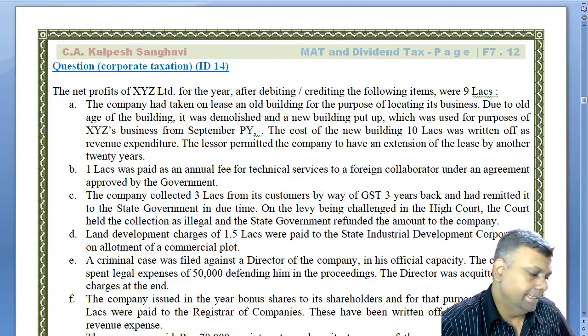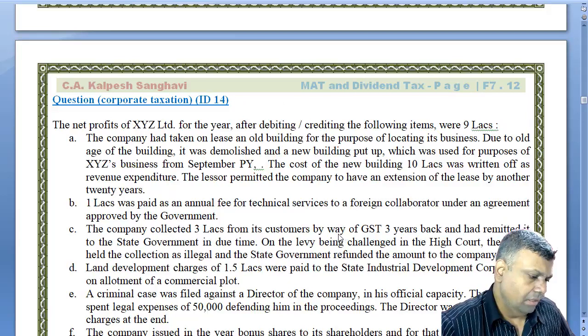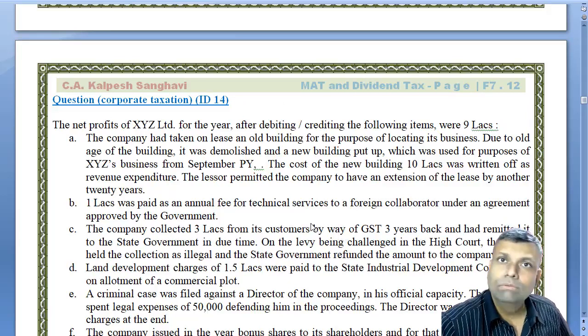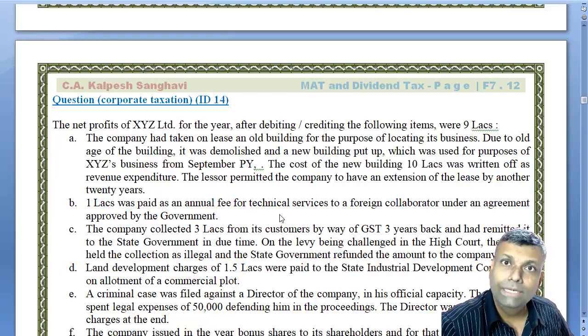Welcome back, friends, and let me start with another question with respect to corporate taxation. I want you all to come to this particular page. Chapter ID number and the page number, you can see it on the screen. Let me start with the question reading. Question ID number 14.